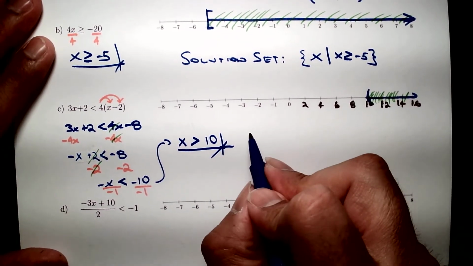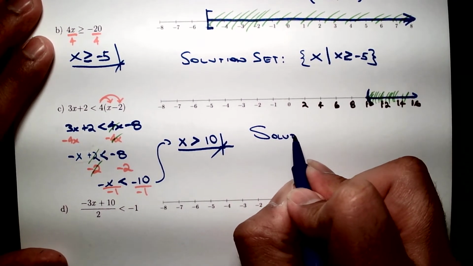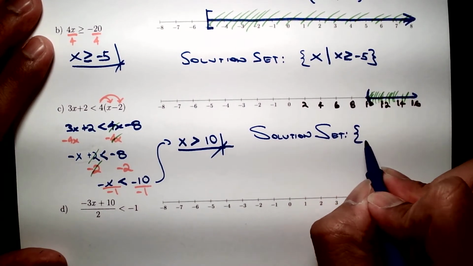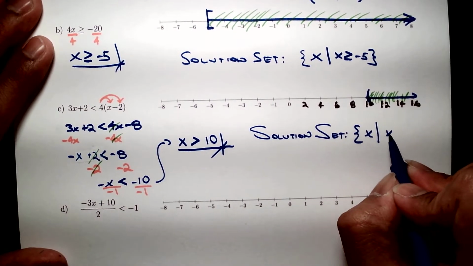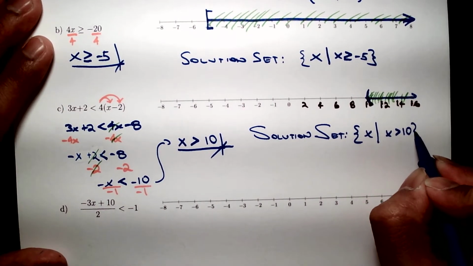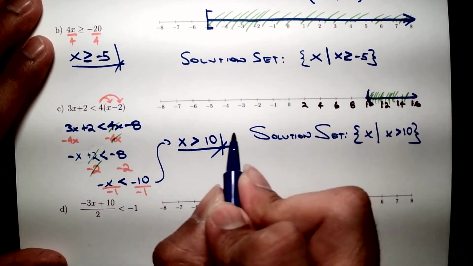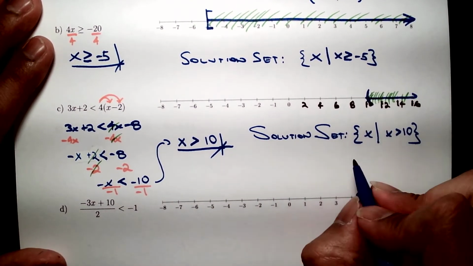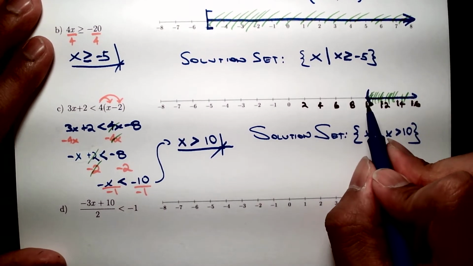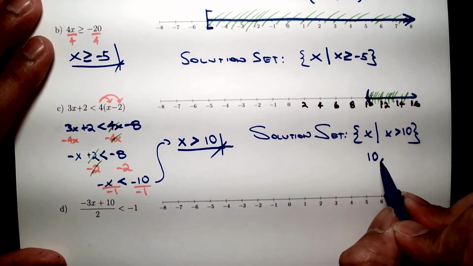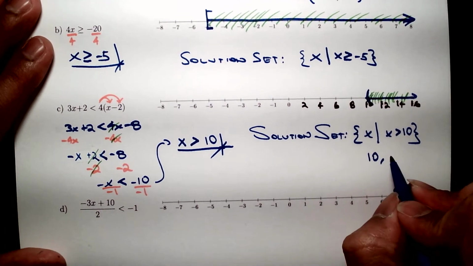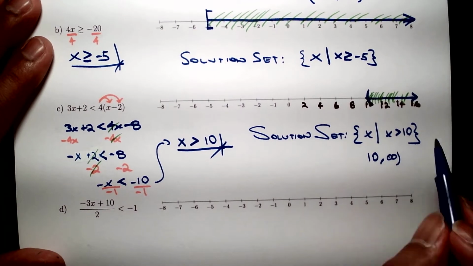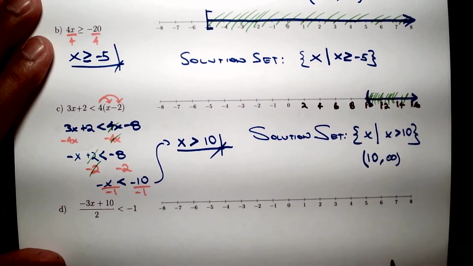Now solution set. Using set builder notation, x such that x greater than 10. That is the same statement that we got from the solution of the inequality. And for interval notation, the smallest number, which is the number 10, and positive infinity, which is denoted by this arrow, denoting that it's going forever, right? And in this case, parentheses for both.